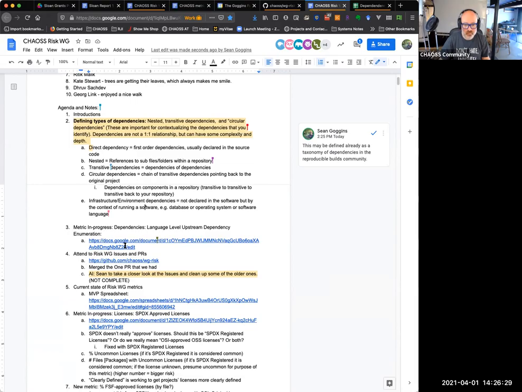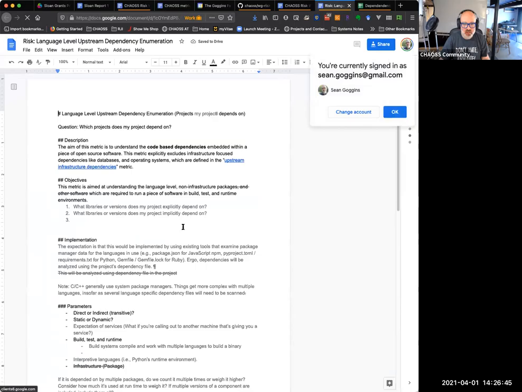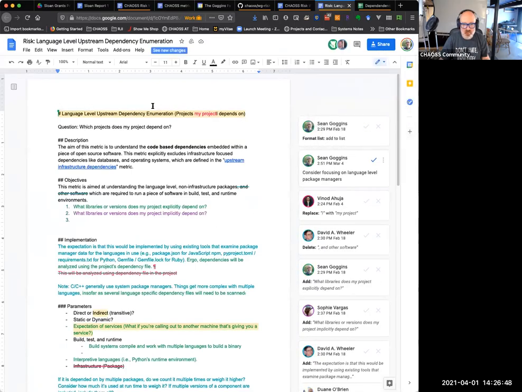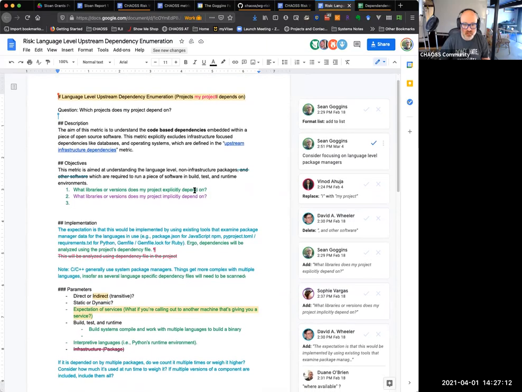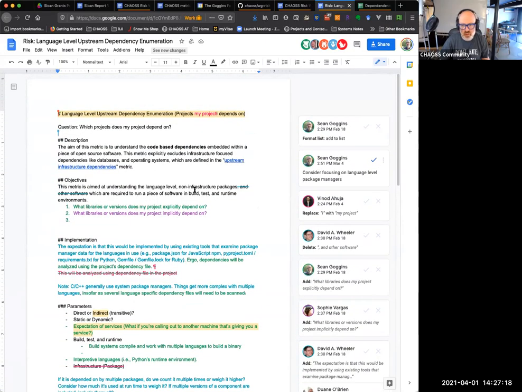So should we press on to metrics in progress and do a little work? Sure. All right. Risk language level upstream is one of the ones we have been working on. These are projects that my project depends on. That's what upstream is. I put that in there because we frequently have to remind ourselves of the difference between upstream and downstream. Generally the practice we have is we'll spend about 10 minutes working through advancing this definition. This one is partially developed, but it's not complete.